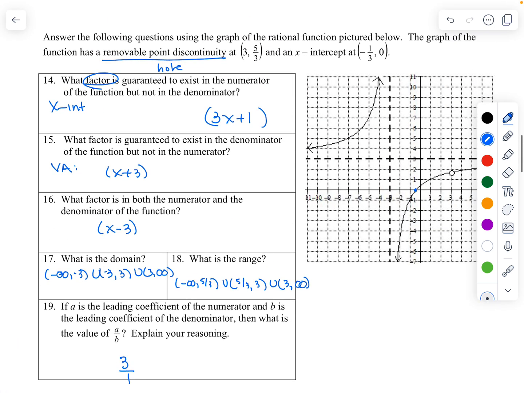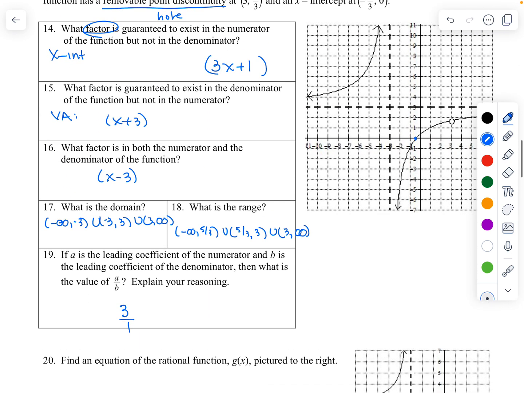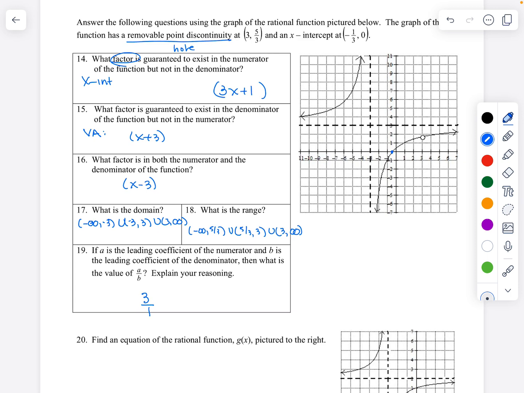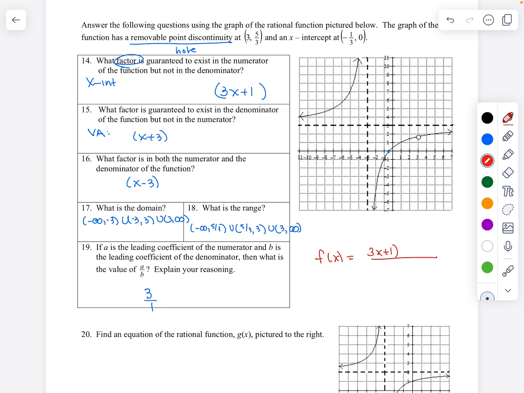So let's take a look, okay. All right, so it doesn't actually ask us to write this equation, but I'm going to ask us to write this equation. So we should have this function, I'll call it f of x, and what's guaranteed to be in the numerator is 3x plus 1. What's guaranteed to be in my denominator is x plus 3. What's guaranteed to be in both because of that hole is this x minus 3. And we've actually written the equation based on just identifying those things.